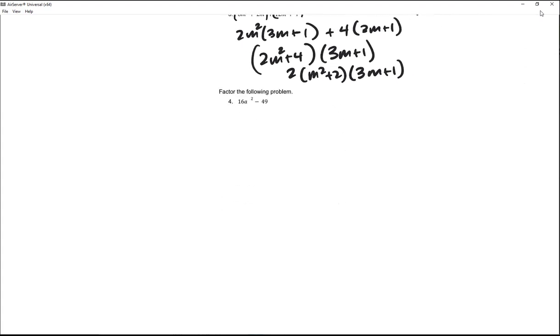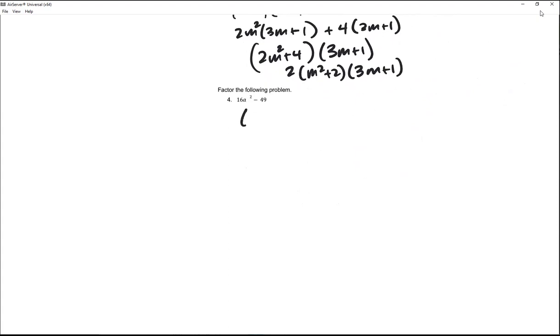Number 4 is the difference of squares. So it'll be 4a minus 7 and 4a plus 7.